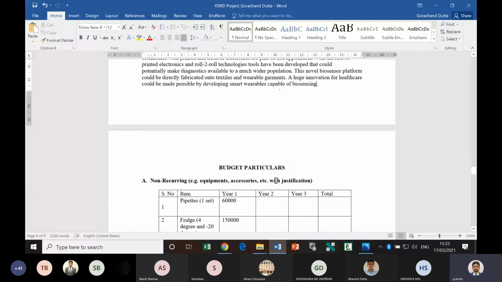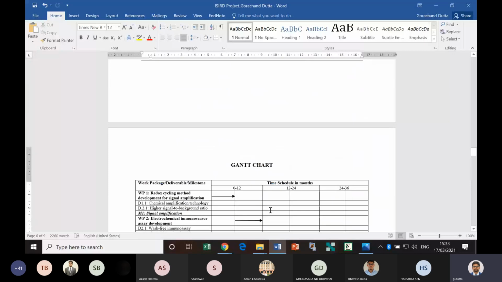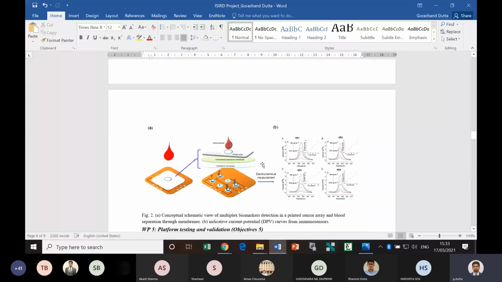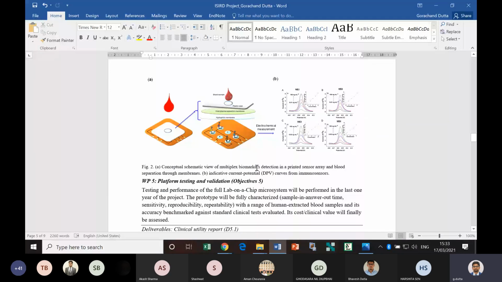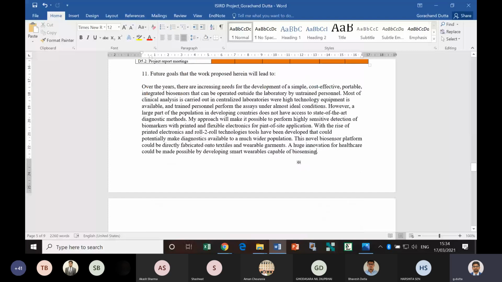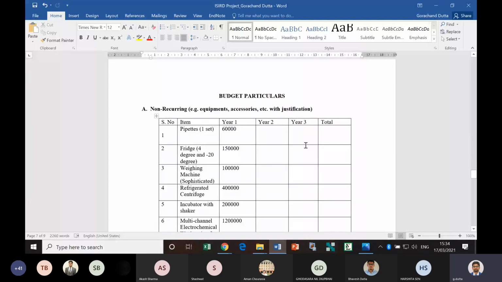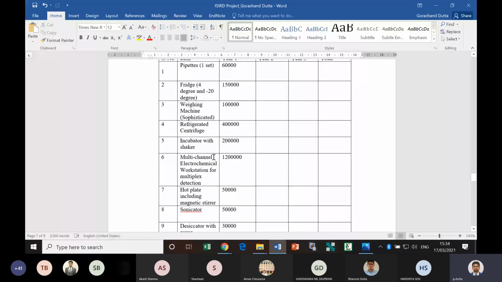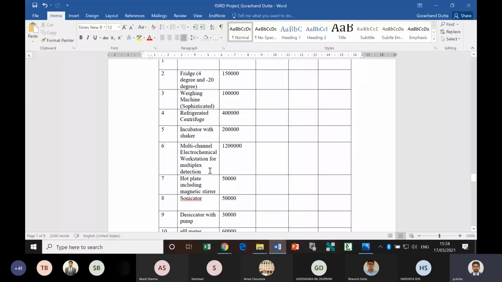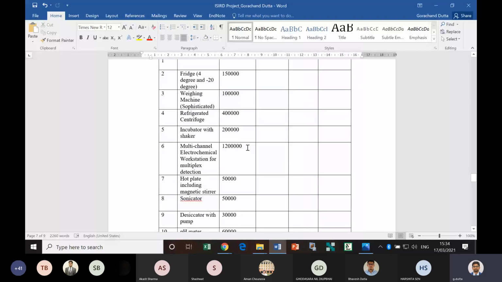Then you can mention some budget. It means to fulfill this whole work, what is your requirement? Maybe you need some instrument, you need consumables, you need chemicals, right? So for that you have to create a budget part: year 1, year 2, year 3, and in total how much you need. Like you need pipette, you need fridge, weighing machine, centrifuge, workstation, so many things you need, right? Everything I just arbitrarily put here like 60,000, 1 lakh, 5 lakh, like this way.